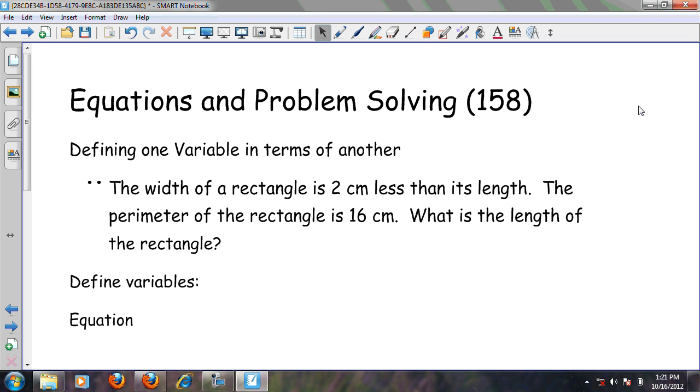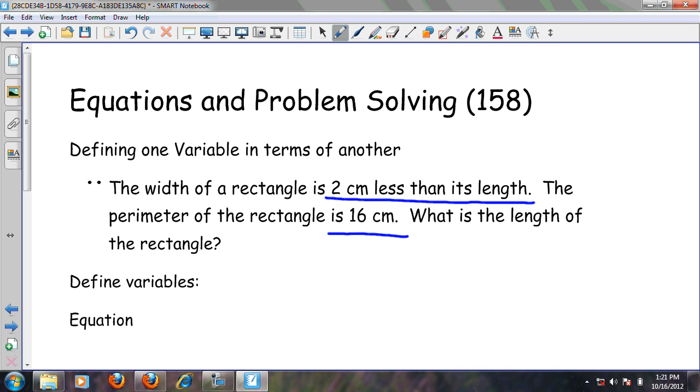So today's lesson and what you've been doing in science is going to sound kind of similar. But first, let's talk about example number 1. We're going to do the quick check together. It's the problem on the bottom of page 158. The width of a rectangle is 2 centimeters less than its length. 2 centimeters less than its length is important information. The perimeter of the rectangle is 16 centimeters.